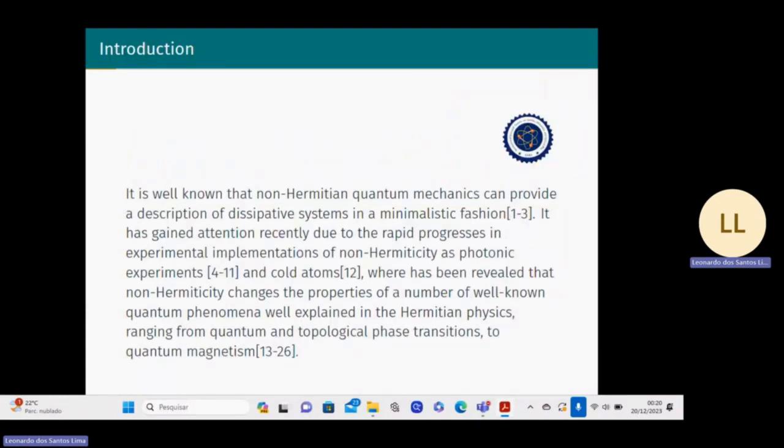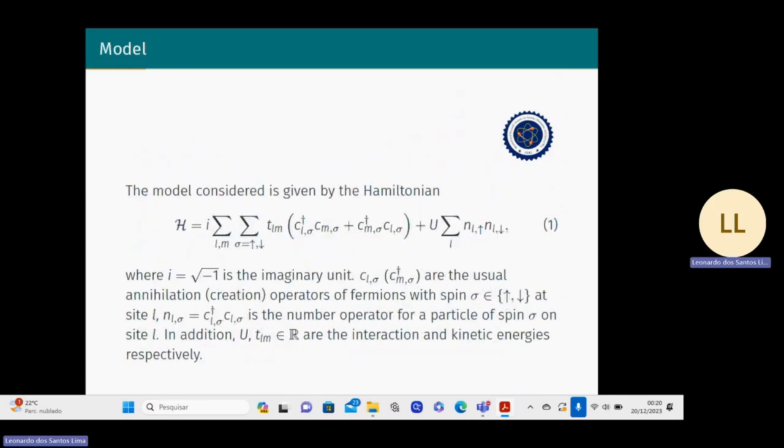It is well known that non-Hermitian quantum mechanics can provide a description of dissipative systems in a minimalist fashion. It has gained attention recently due to the rapid progress in experimental implementation of non-Hermiticity in photonic experiments and cold atoms, where it has been revealed that non-Hermiticity changes the properties of a number of well-known quantum phenomena explained in Hermitian physics, ranging from quantum topological phase transition to quantum magnetism.